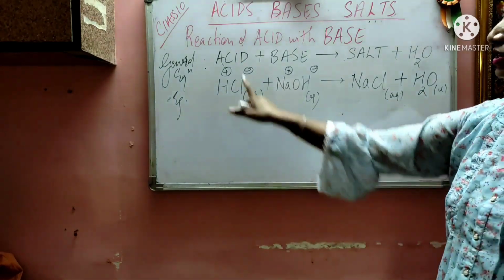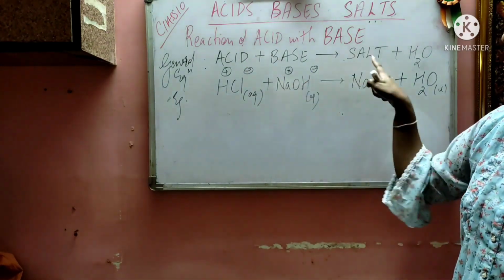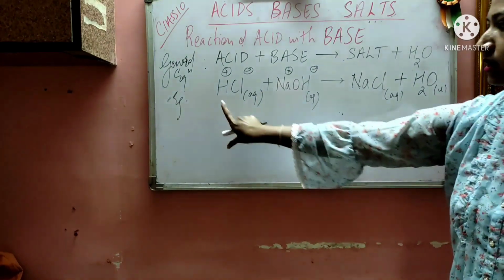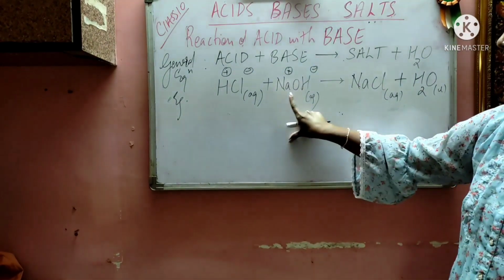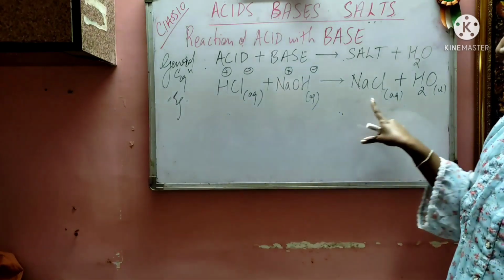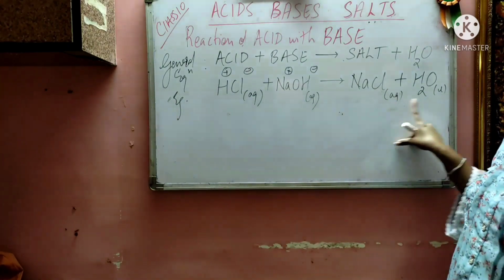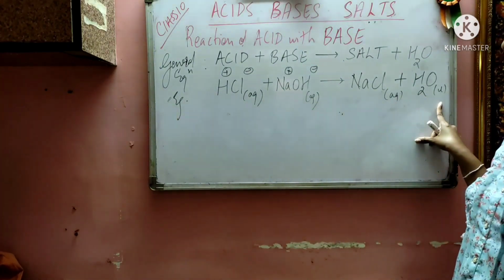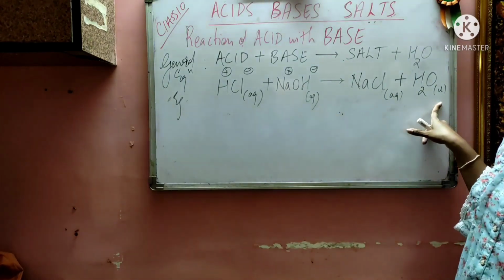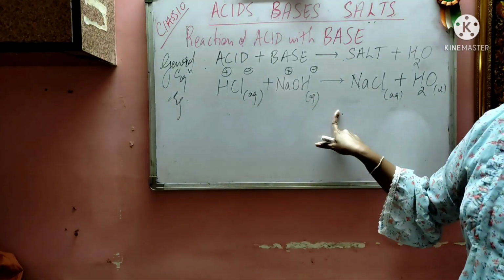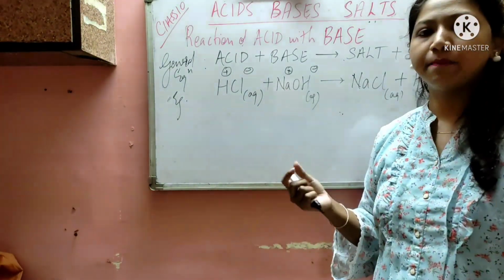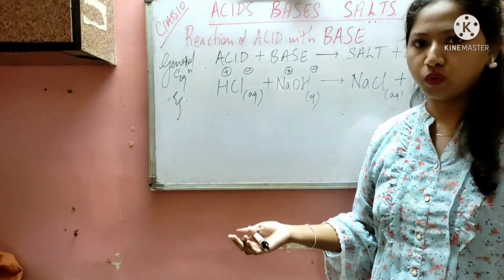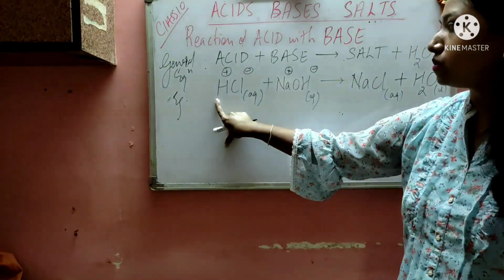Let's see the reaction. Acid when reacts with base, what you get is salt and water. HCl, hydrochloric acid, the acid, and NaOH, the base, then what you get is salt, sodium chloride, and water. Understood. So let's see whether the reaction is balanced. If somehow I missed the balancing part, then I'll add it in the video.